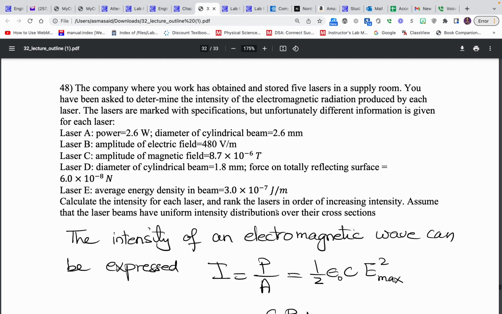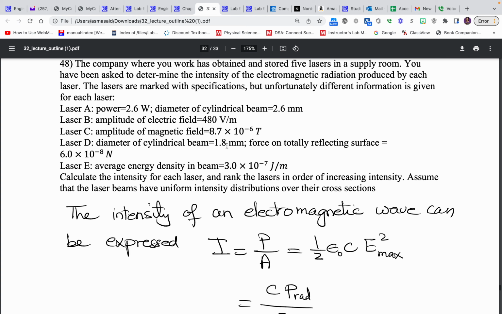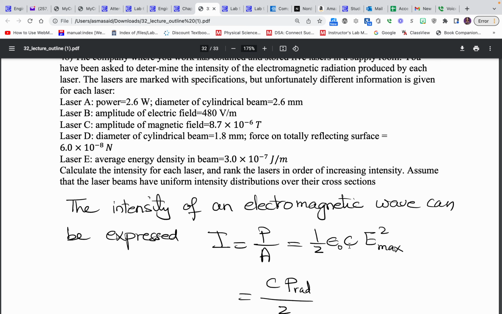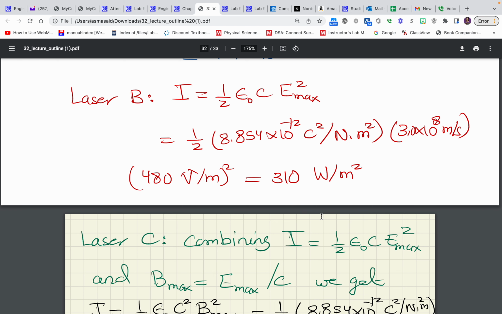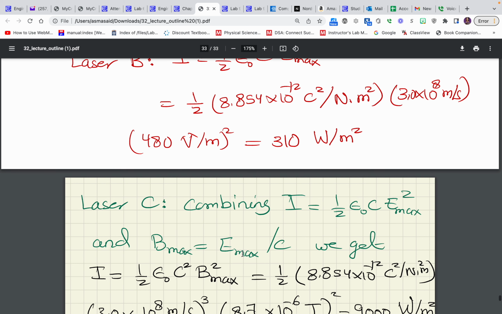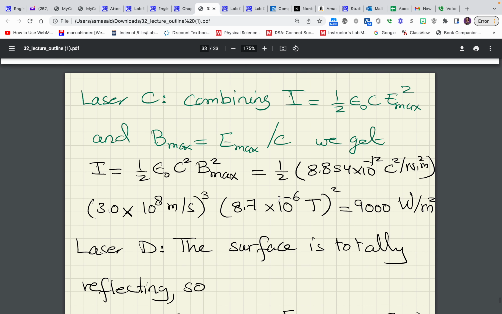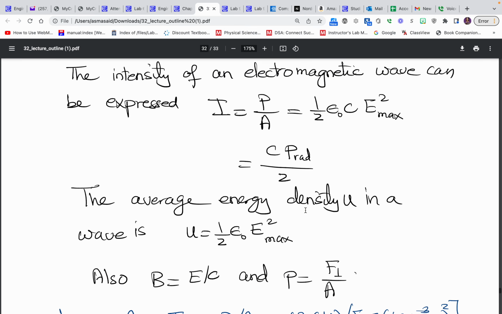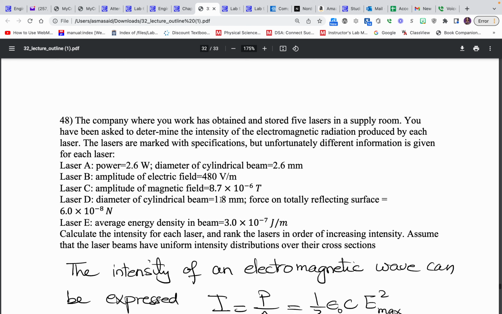For the second one, what is given is the amplitude of the electric field, 80 volts per meter, and therefore I'm going to use this equation, which is 1/2 epsilon 0 c E maximum squared. For the third one, I will combine the two equations, this one and this one, and we will be able to get this equation and calculate this, because what is given here is the amplitude of the magnetic field.